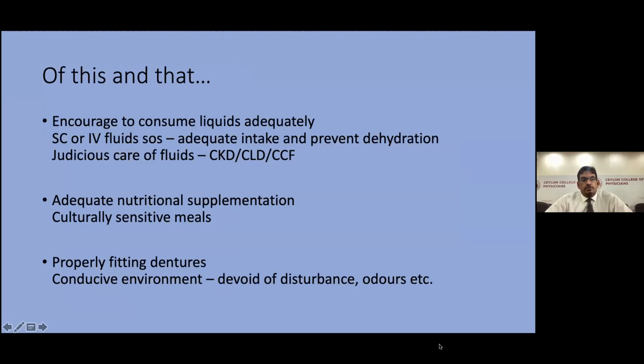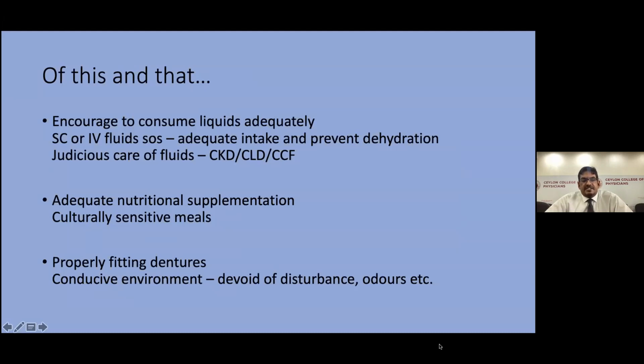So what do you need to do? You need to address the risk factors and precipitants, need to take a history, examination and find out what the cause is. There may be multiple causes, so those have to be attended to. But more important, you need to also look at the other things like medical nursing, encouraging the patient to consume liquids adequately.